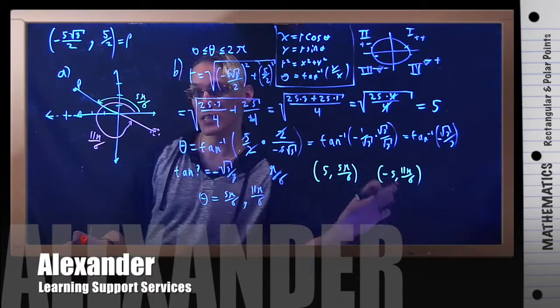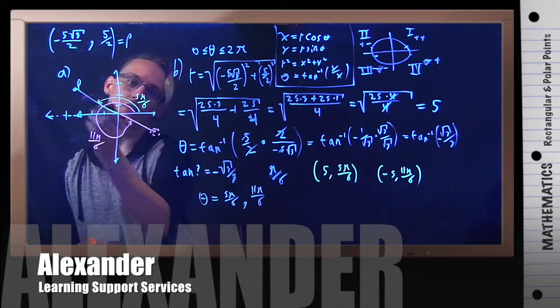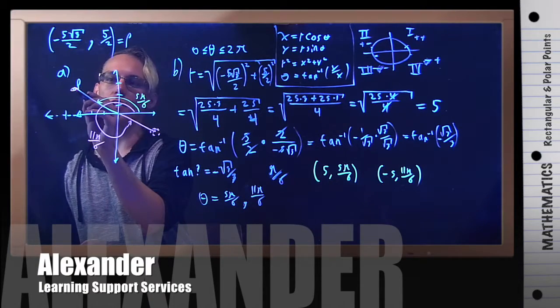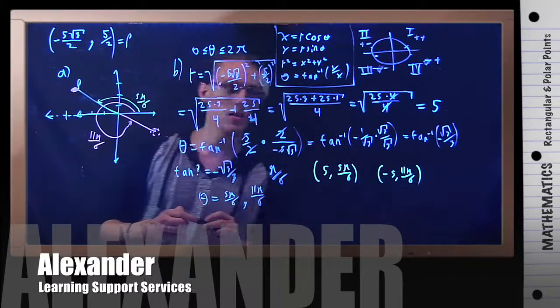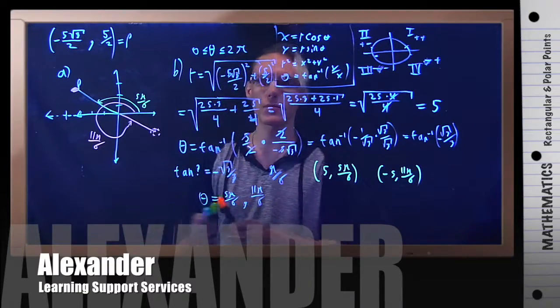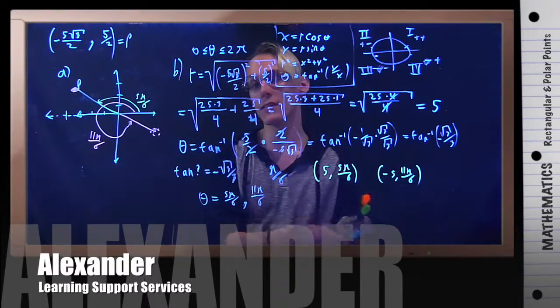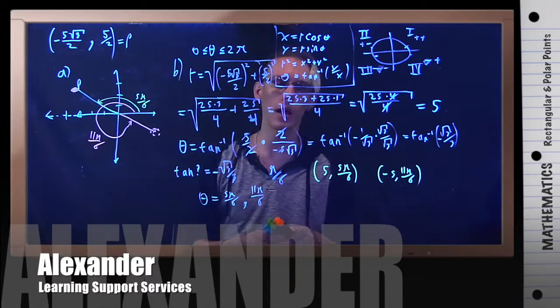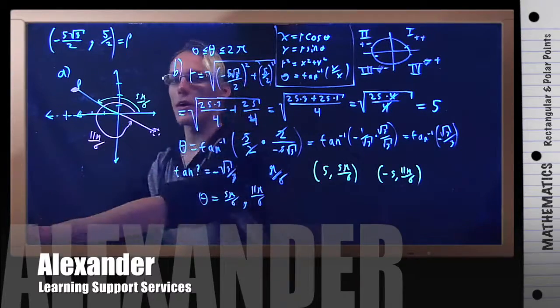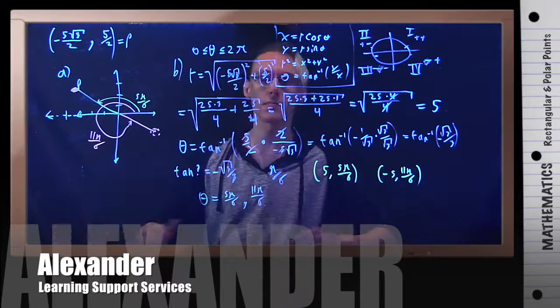But if I make the radius negative, suddenly this would invert, and it would point backwards over here where we expect it to point. So these would be the two possible representations in polar coordinates for theta trapped between 0 and 2 pi for this rectangular point right here. And that is this example.